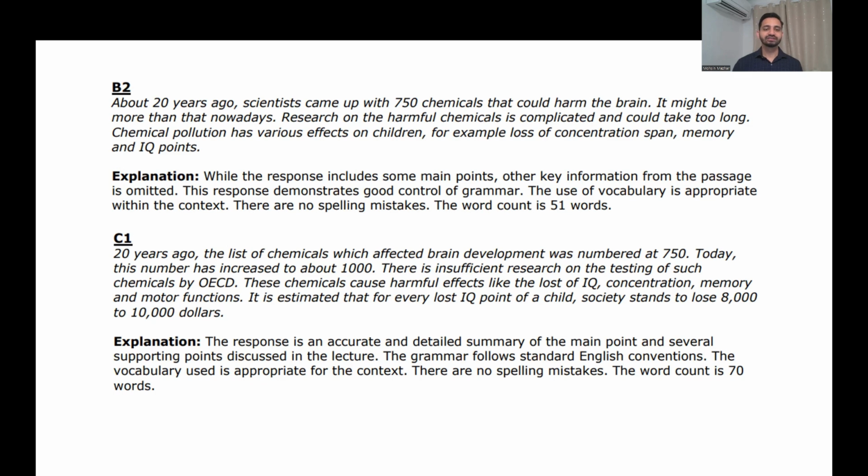20 years ago, the list of chemicals which affected brain development was numbered at 750. Today, this number has increased to about 1,000. There is insufficient research on the testing of such chemicals by OECD. These chemicals cause harmful effects like the loss of IQ. It should be lost, but anyway, IQ, concentration, memory, and motor functions. It is estimated that for every lost IQ point of a child, society stands to lose $8,000 to $10,000.